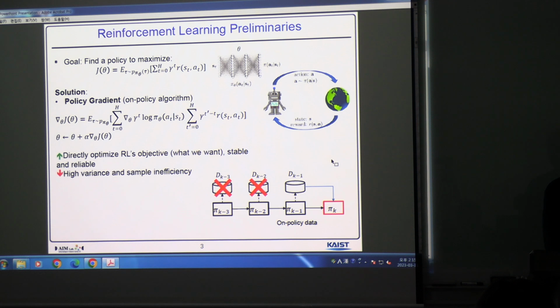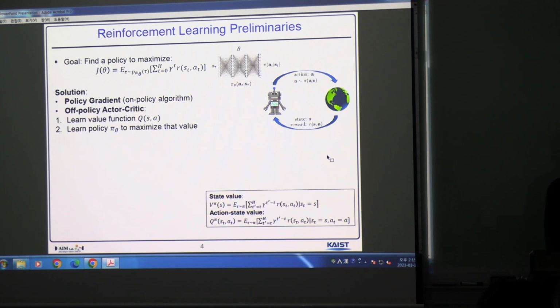So another solution to solve this problem is the off-policy actor-critic. In the policy gradient, we directly optimize this objective. But in the off-policy actor-critic, we indirectly optimize the policy. So first we learn some value function. That value function quantifies the quality of the policy. And then we use that function to optimize the policy.